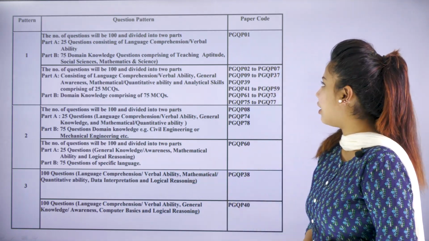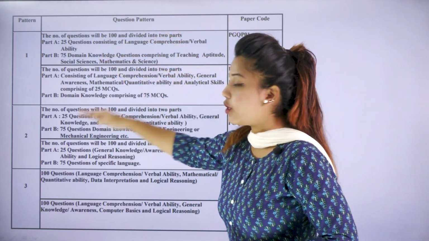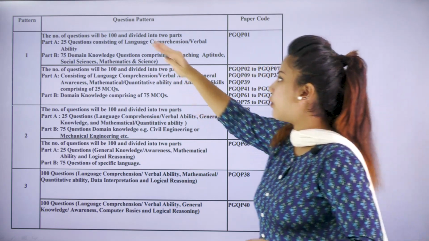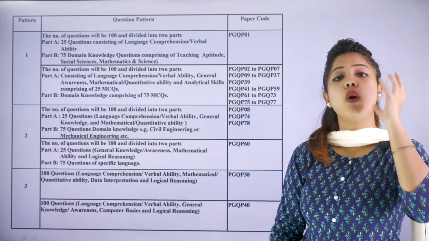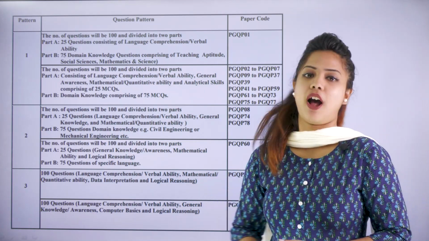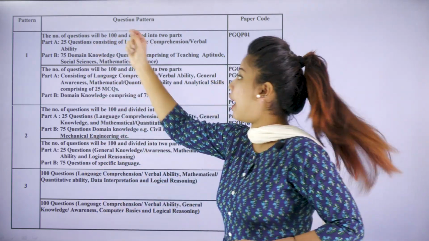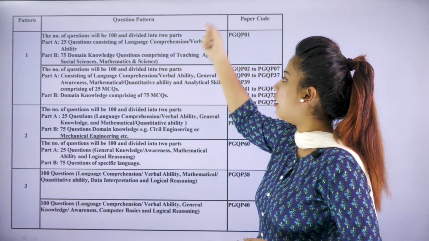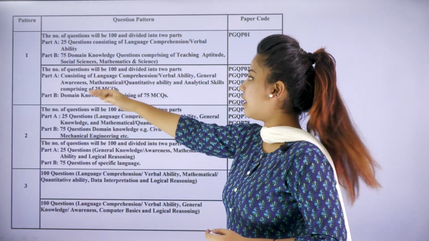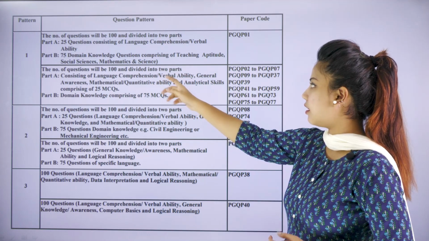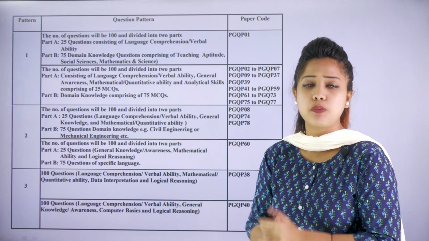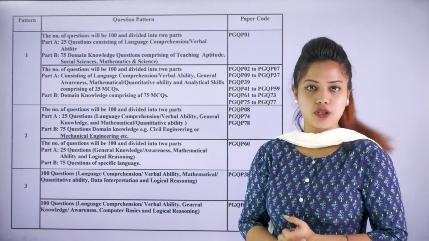Okay, come again here. We can see the pattern is usually divided into 3 segments. If you are PGQP 01, then you come under this category. The total number of questions is 100. It is divided into part A and part B. Within part A, there are 25 questions consisting of language comprehension and verbal ability. And in part B, there are 75 domain knowledge questions, comprising teaching aptitude, social science, mathematics and science. They ask questions according to your domain knowledge, right?